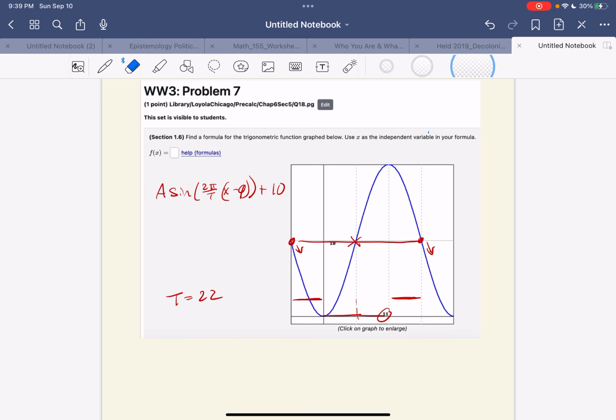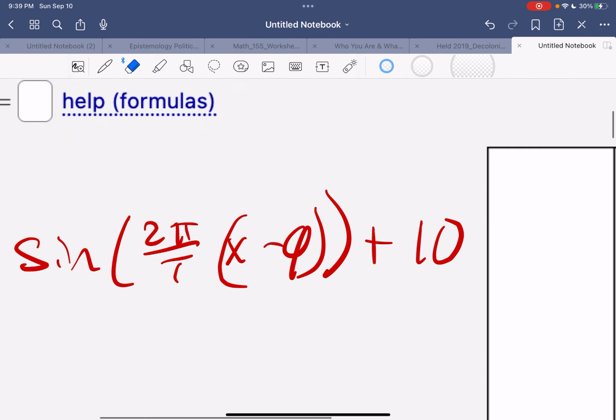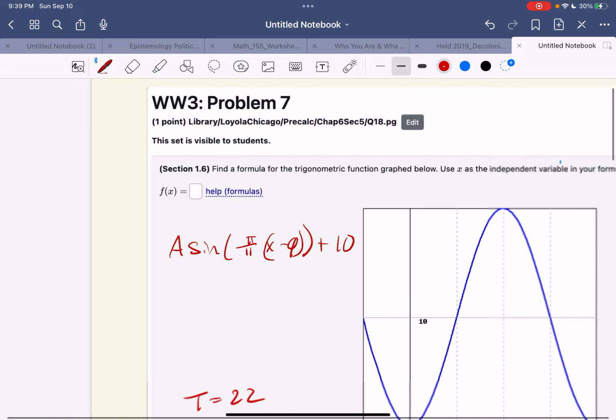Here, I'll make it easier on us. Let's look at the valleys. Now you can see I have 11 plus another 11, so my period's 22. Let's go ahead and start to fill that in. 2 pi divided by 22, the 2's would cancel, you would get pi over 11.